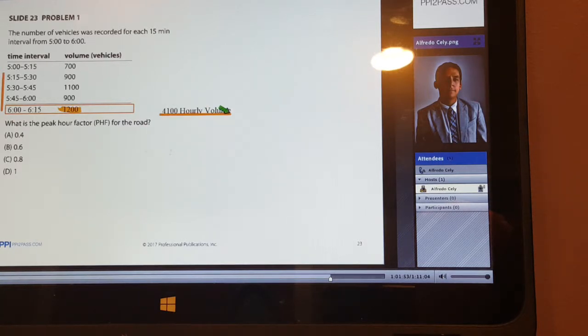So if we do our division of 4 times 1200, and this is also in an hourly volume, we get that our ratio is going to be equal to, let me dust off the good old calculator again. So we're going to get that our ratio is 0.85.